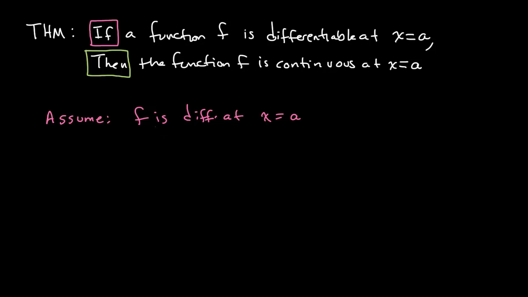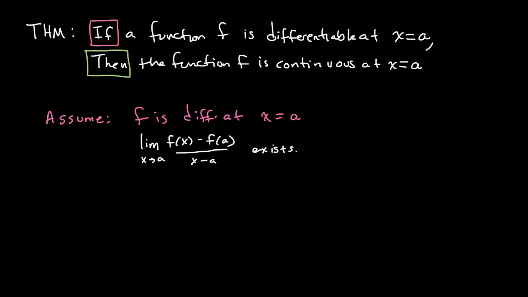So what does it mean that f is differentiable at x equals a? Well, we have two definitions for that. One's the standard, one's the alternative. I'm going to use the alternative here. I'm going to say the limit as x approaches a of f of x minus f of a all over x minus a. We know that that exists.